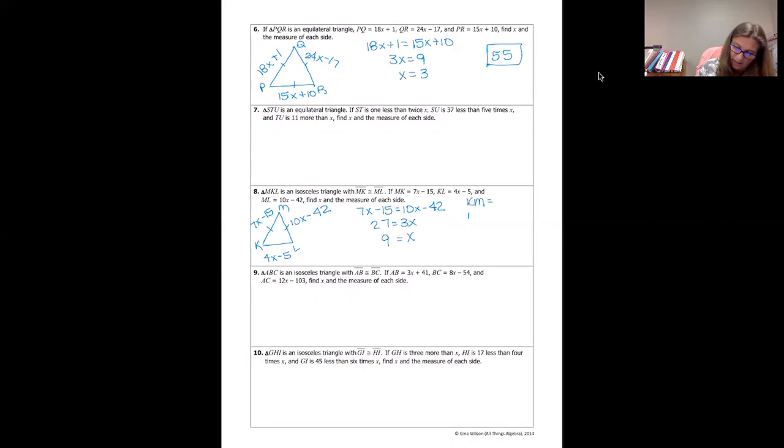So we have MK, ML, and KL. And when we plug 9 in for each of those, we'll see KL is 31. 90 minus 42, that would be 48 and 48. And x is also part of your answer.